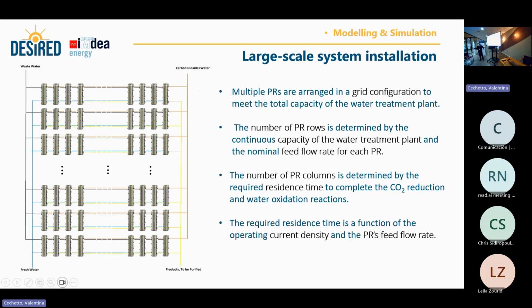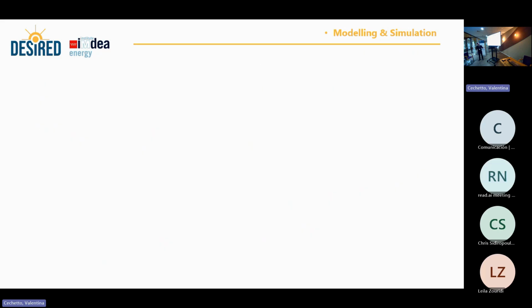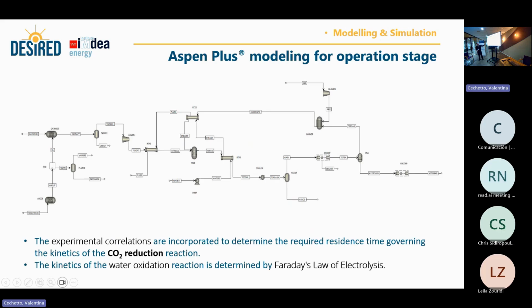That by itself is not a constant parameter. It's a function of the current density and also the feed flow rate of the plant, so the flow rate that you get to each row of photoelectrochemical reactors. So we need to do some modeling using experimental data to correlate the relationship between the residence time, the current density, the flow rate, and everything, to have the Aspen Plus model that we have here for the operation. In this Aspen Plus model, we have the modeling parameters, the equations, and all the data to have this continuous process.